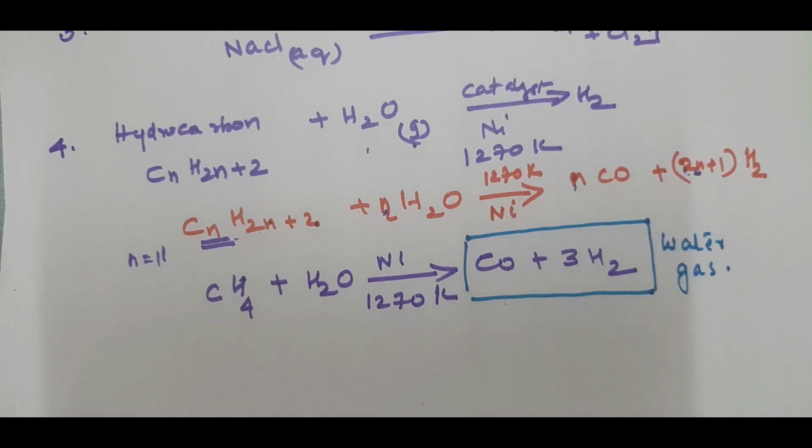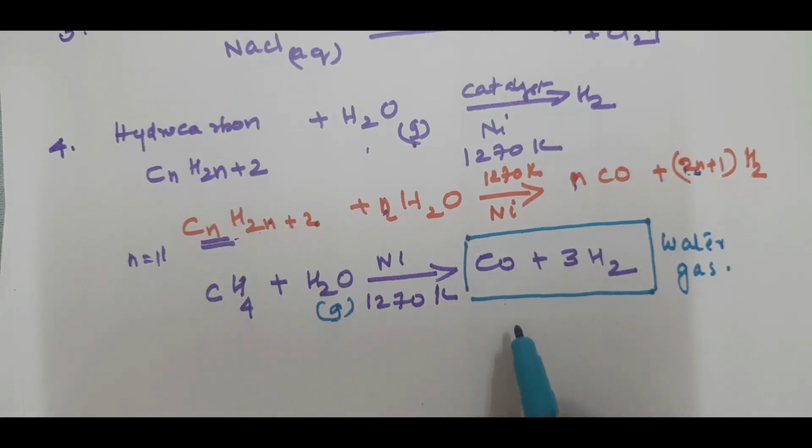So what can be asked is, what is water gas? You can say the mixture of carbon monoxide and hydrogen is called water gas. Another question: how is water gas synthesized? You can say when a hydrocarbon is treated with steam, here you have to clarify it as steam, in the gaseous state. Okay, so this is water gas.